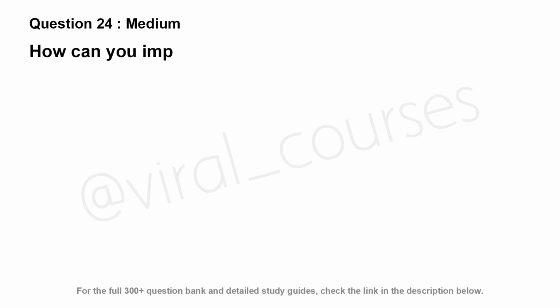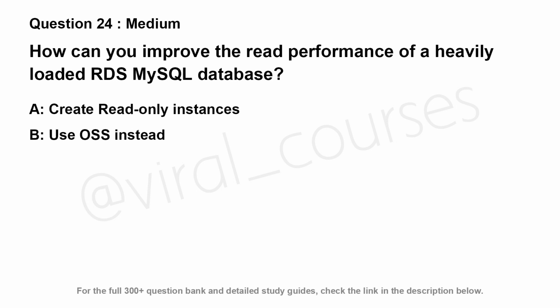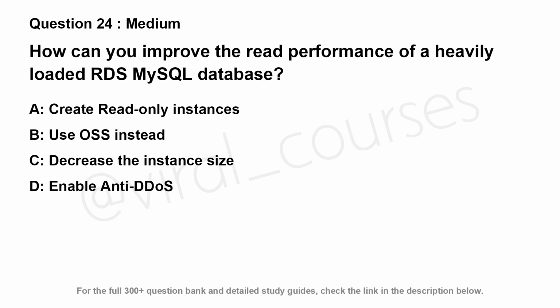How can you improve the read performance of a heavily loaded RDS MySQL database? Option A, create read-only instances. Option B, use ACA instead. Option C, decrease the instance size. Option D, enable anti-DDoS.